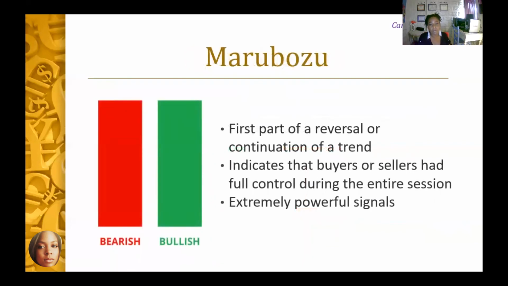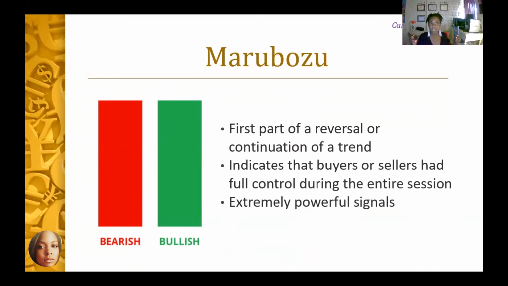The Marubozu. Oh my God, guys. If you see a Marubozu, I don't even know if I'm saying this right. If you see this candlestick at the end of a trend, at a support and resistance level, it's a wrap. This is an extremely powerful, extremely strong candlestick. This indicates that either the buyers or the sellers had full control during that session. It wasn't a fight at all.